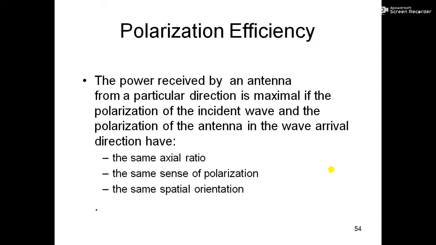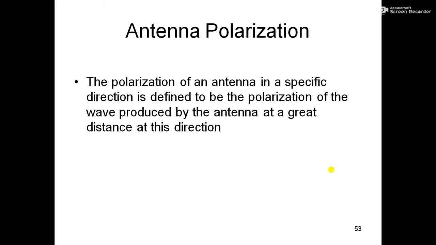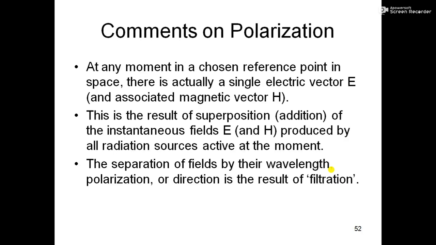That means one field may be at one frequency and the other field may be at another frequency, right? One wave is at one frequency and the other wave is at another frequency. So these two will be separated, and this is the basic concept of frequency division multiplexing. We are all using the same wireless medium, but all the different service providers are working at different wavelengths. So there is no interference because all are using separate wavelengths. This is the separation of fields by wavelength.